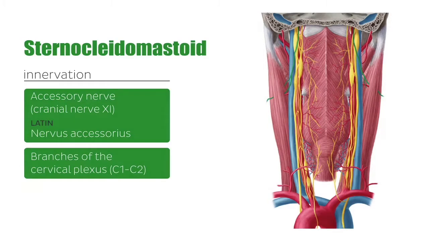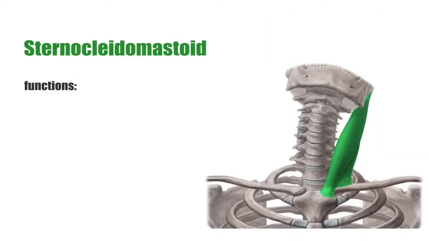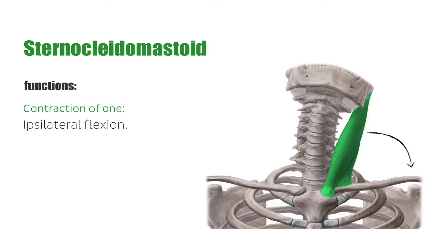When it comes to the different functions associated to the sternocleidomastoid muscle, the contraction of one sternocleidomastoid muscle flexes the cervical vertebral column to the same side, what we call ipsilateral flexion, and seen here indicated by this arrow. So when you try to touch your shoulder with your ear. It also rotates the head to the opposite side, known as contralateral rotation.